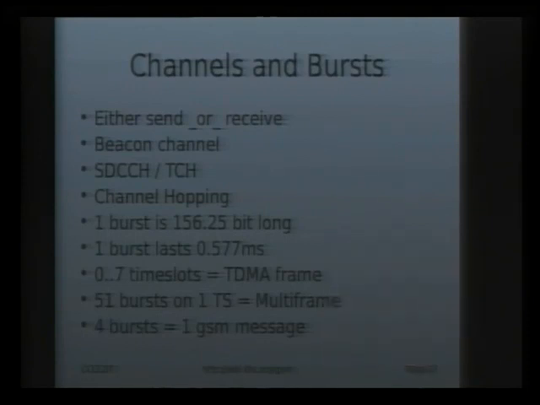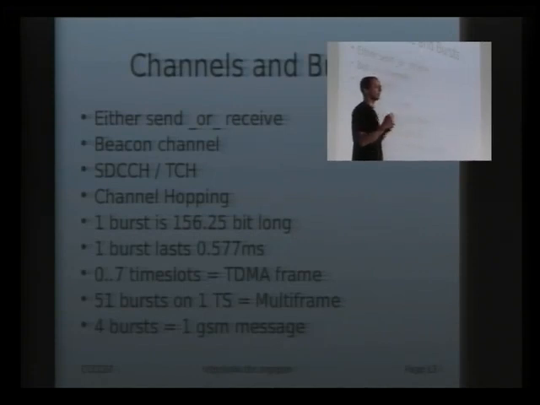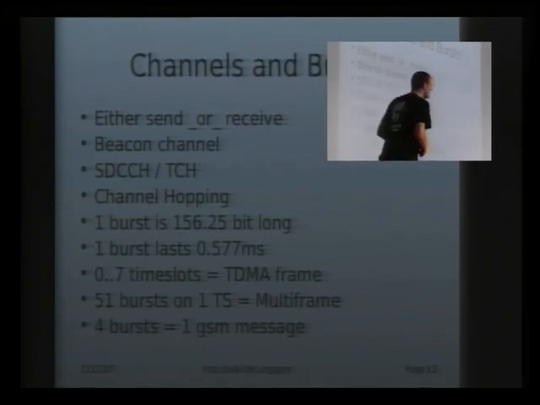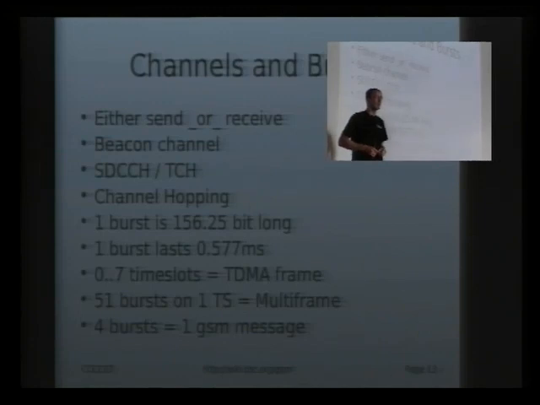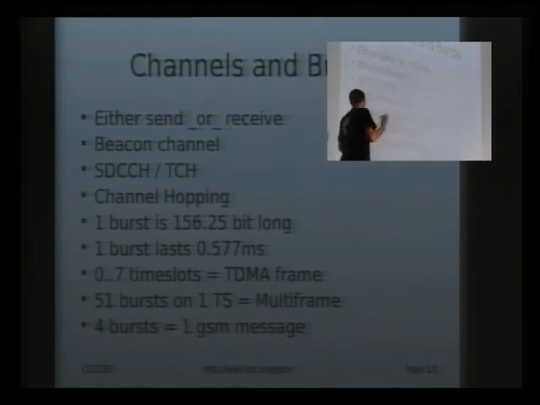It's 156 bits, and not all these bits are actual user bits. There are only 52 usable bits in there. The other bits are synchronization bits and tail and guard bits and whatsoever. One burst only lasts 0.577 milliseconds, and a GSM message is made up of 4 bursts. You need 4 bursts to generate one GSM message. And a GSM message can be something like: I want to initiate a call, or I want to initiate a cipher, or please tell me where this mobile subscriber is, or please hang up my call, or stuff like this.